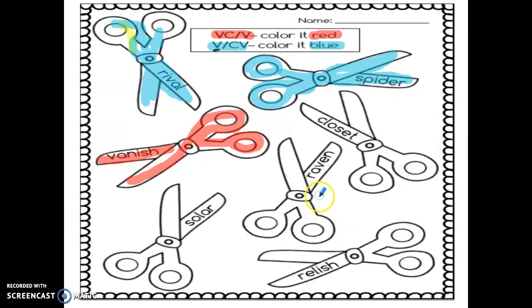Okay. Raven, raven. We know that one. There's my syllable break. A is making its long sound, so this is another blue word.